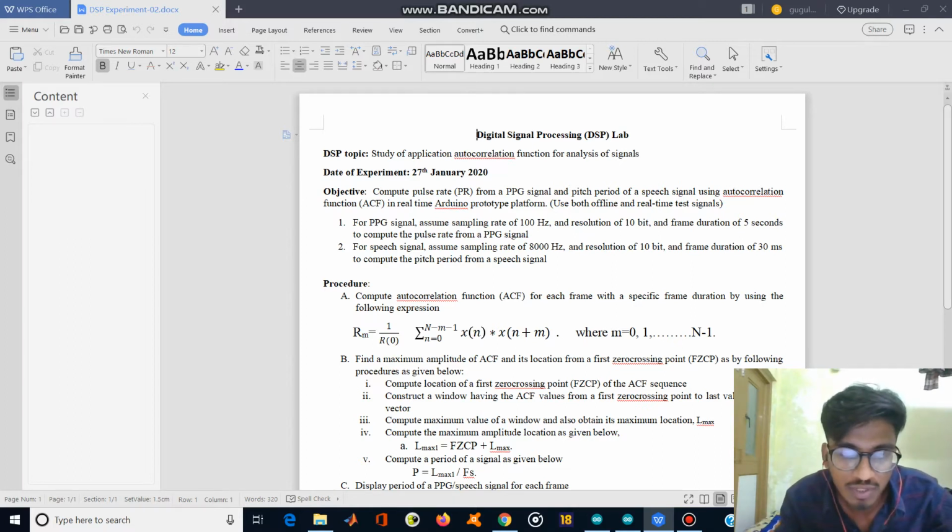Here the first one is for PPG signal, by assuming sampling rate of 100 Hz, resolution of 10 bit and frame duration of 5 seconds to compute the pulse rate from a PPG signal. And the second one is speech signal, assuming sampling rate of 8000 Hz, resolution of 10 bit and frame duration of 30 milliseconds to compute the pitch period from a speech signal.